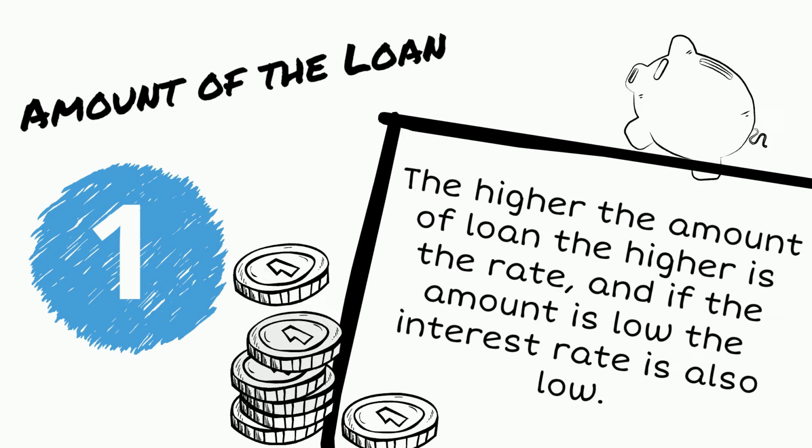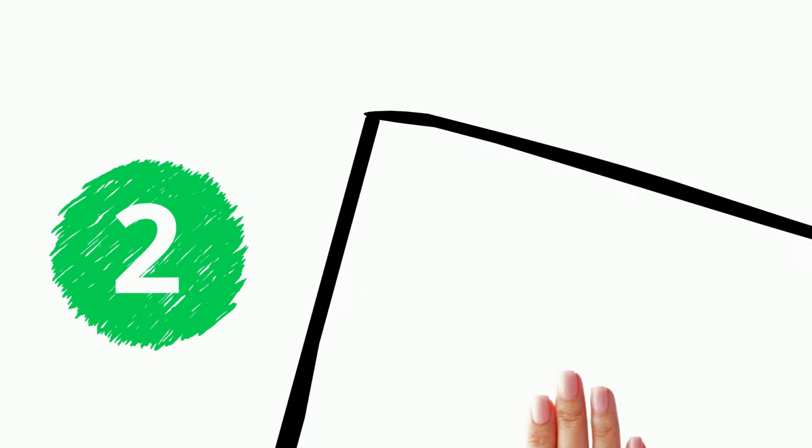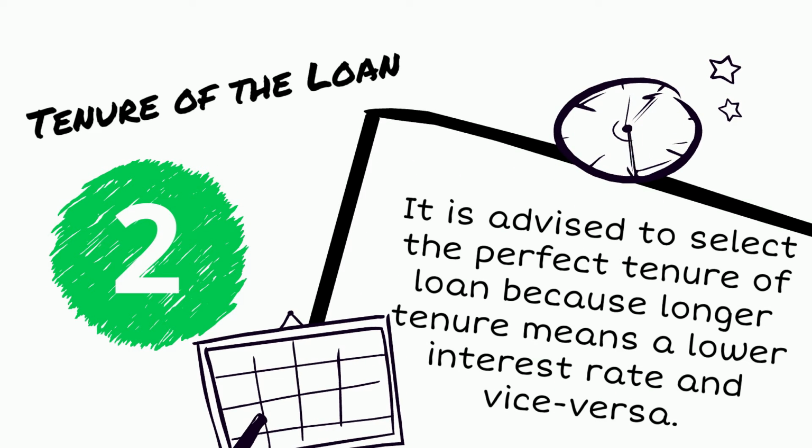Amount of the loan. The higher the amount of loan, the higher is the rate. And if the amount is low, the interest rate is also low. Tenure of the loan. It is advised to select the perfect tenure of the loan because longer tenure means a lower interest rate and vice versa.